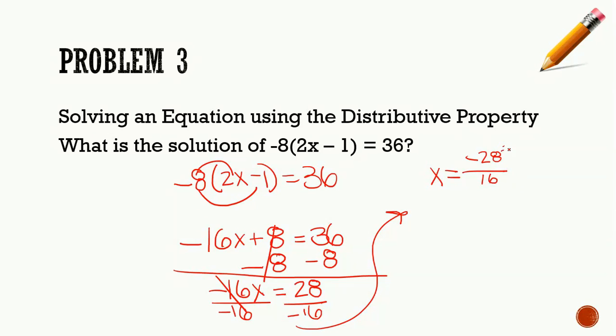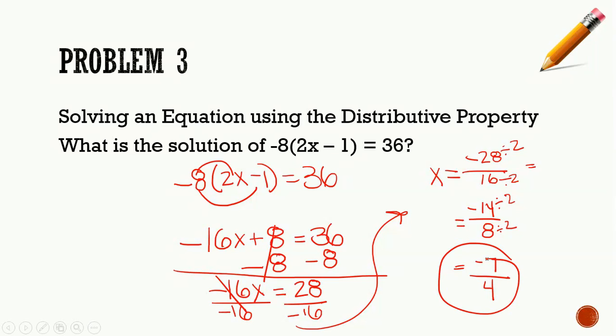So I notice I can take a 2 out of both of these guys. So I'm going to get negative 28 divided by 2, that's negative 14. 16 divided by 2, that's 8. It looks like another 2 can come out. So let's divide by another 2. Negative 14 divided by 2, that's negative 7. And 8 divided by 2, that's 4. That looks done. So x equals negative 7/4, same as negative 1.75.